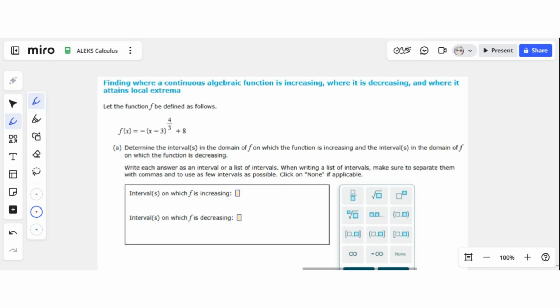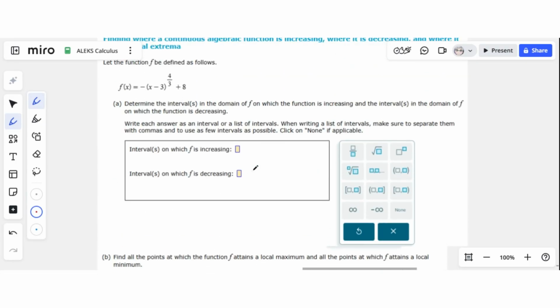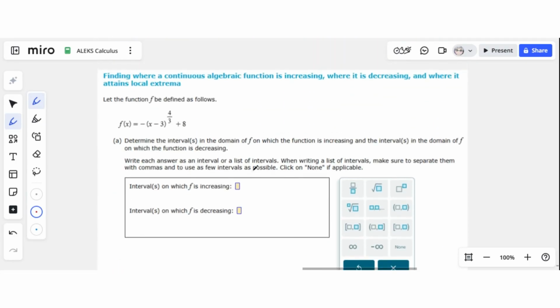In this problem, we are given an algebraic function, and we're asked to report where it's increasing and where it's decreasing. So where the slope is positive, where the slope is negative, and also where it has a local max or a local min. So we want to find all those things. It's fairly easy to do that using the derivative. This is one of the great powers of the derivative. It tells you the slope of your function. So what I want to do first is take the derivative of this thing.